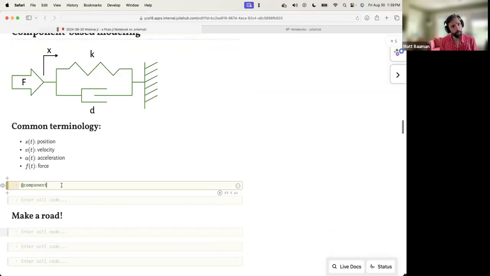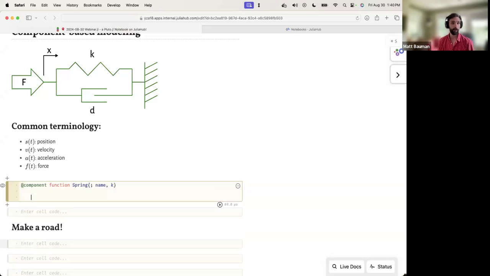So same thing with component. This is a new keyword that ModelingToolkit exposes, and we're going to say, hey, let's make a component, and it's going to act like a function, and we'll call it our spring. All components in ModelingToolkit need to know what their name is. So you pass in their name, and our spring needs to know what its K parameter is here. So this is using the component macro to define that this function we're going to call spring is going to be used as a modeling component.